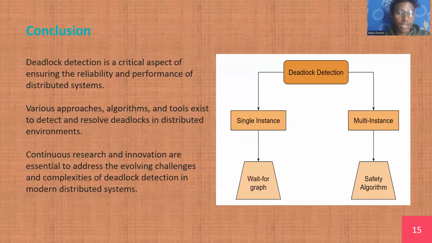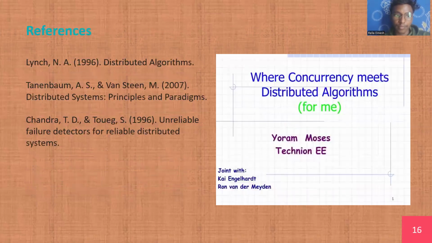Now we'll see the conclusion. Deadlock detection is a crucial aspect of ensuring the reliability and performance of a distributed system. Various approaches, algorithms, and tools exist to detect and resolve deadlocks in distributed environments. Continuous research and innovation are essential to address evolving challenges and complexity in modern distributed systems.